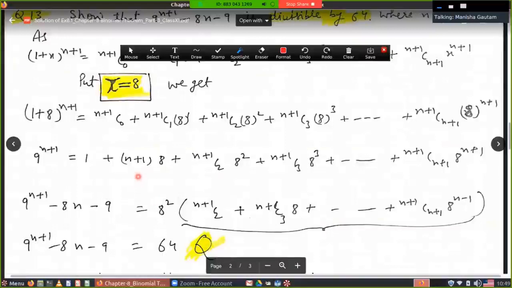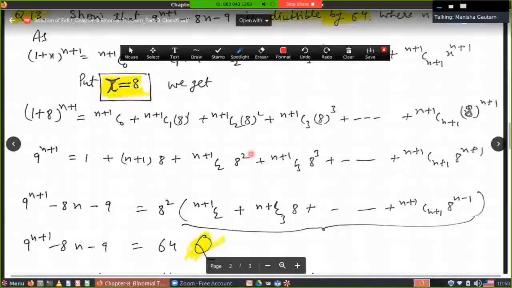Now shift the right hand side to the left hand side. 9 to the power n plus 1 is on the left side. Take the 8n and the 9 to the left hand side. What are the remaining terms? From the third term to the last term are the terms which are now on the right hand side.